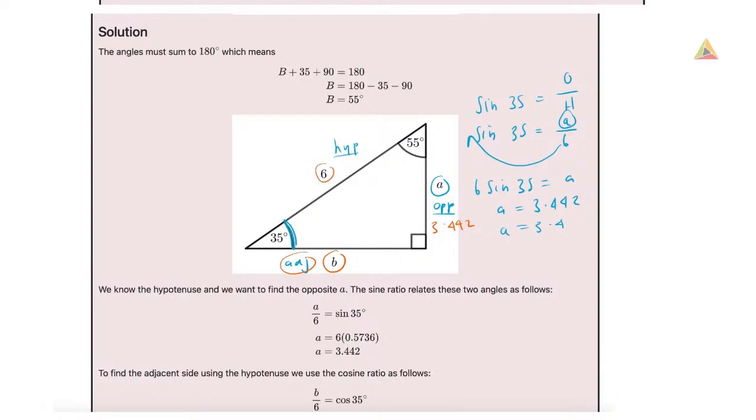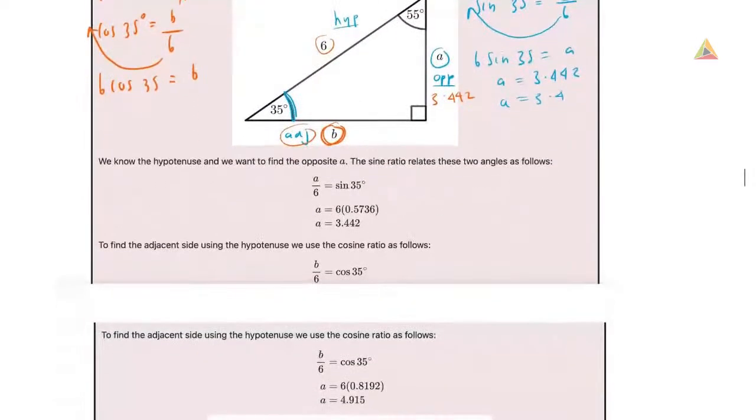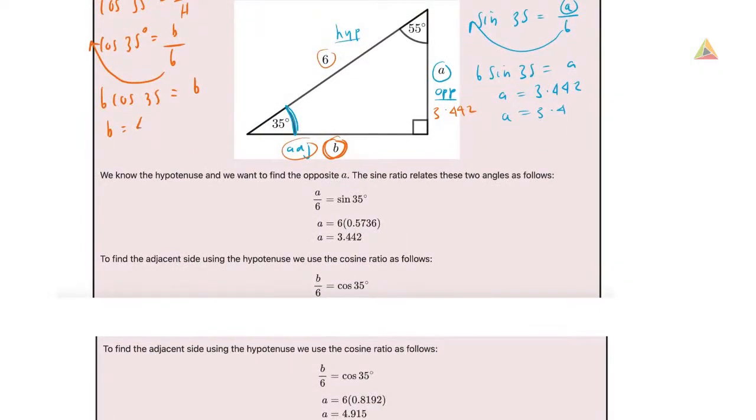So the cos of 35 degrees is equal to A over H. In this case, the adjacent is B, so this letter B over the hypotenuse, which is 6. Okay, so we want to bring the 6 over here. So it's going to be 6 cos 35 is equal to B, which will give us our other side. And that is going to be 4.915. So B is equal to 4.915.